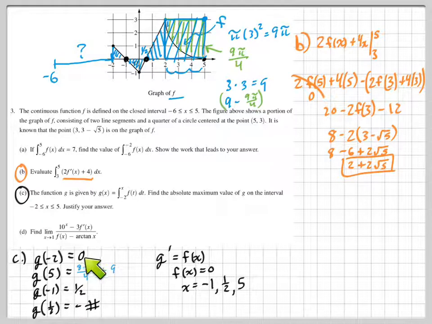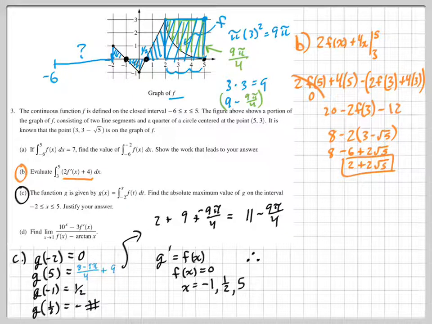Now, 1/2 is greater than 0, so 1/2 could be the max. I'm not quite sure what this is, but I'm pretty sure that's going to be more than 1/2. And so I think I found my max, but I'm going to double check and make sure that that is more than 1/2. And so this is the work that I ended up doing.